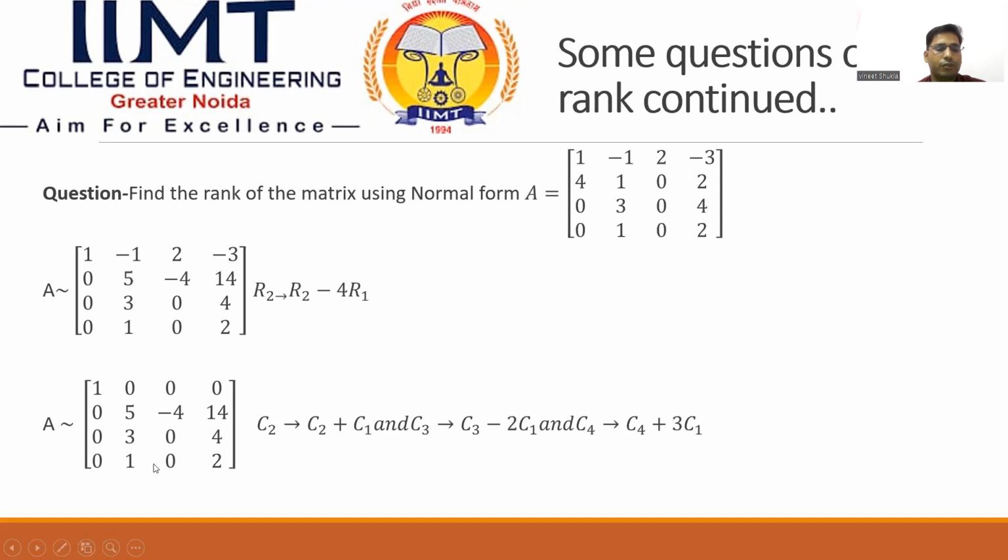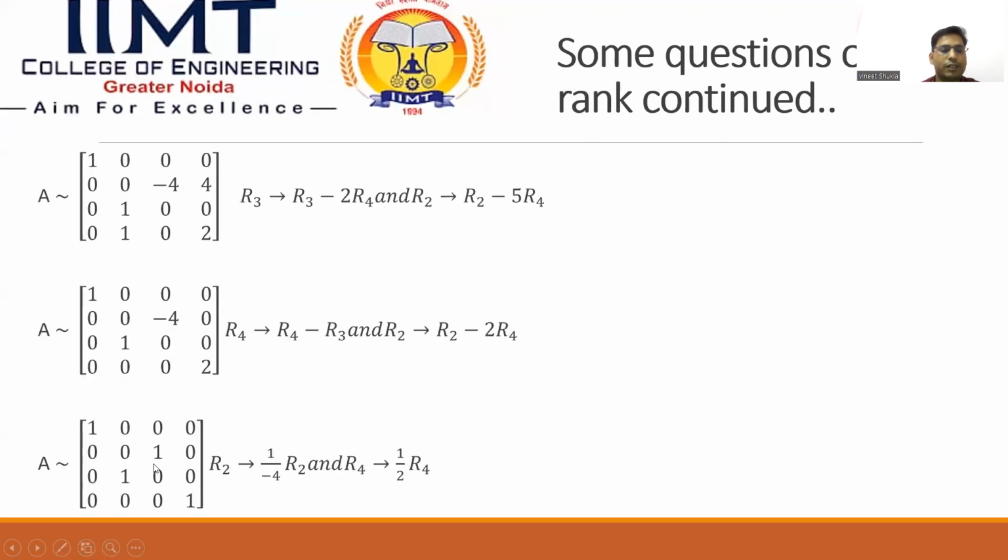0 1 0 2. After applying column elementary transformation, that is, in column 2 we apply C2 plus C1, that is column 2 plus column 1, in column 3 minus 2 into column 1, and in column 4, column 4 plus 3 into column 1. Hence, after this we will apply row elementary transformation, that is row 3 minus 2 into row 4 and row 2 minus 5 into row 4.